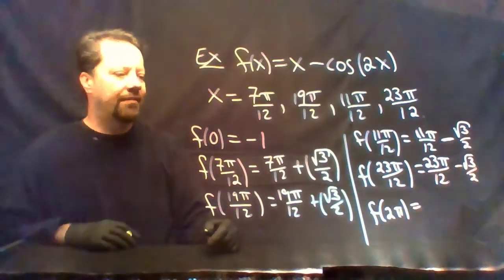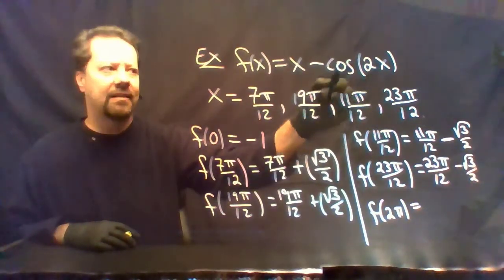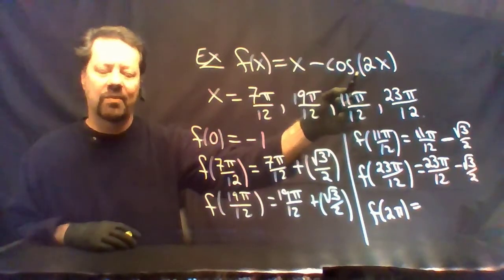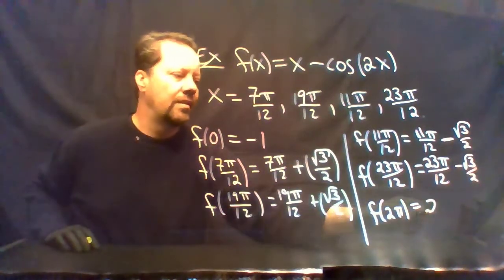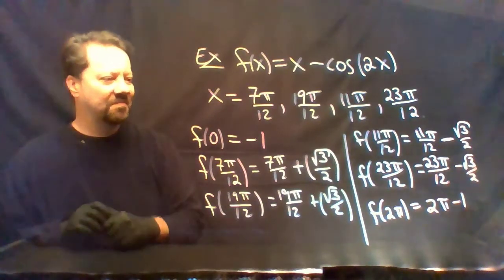How about f of 2 pi? 2 times 2 pi is 4 pi. Cosine of 4 pi is 1. So you get 2 pi minus 1.